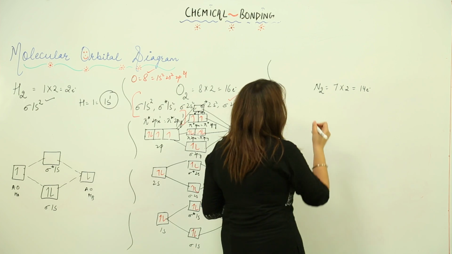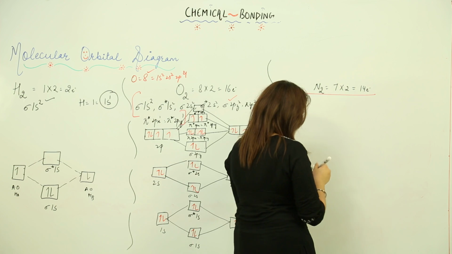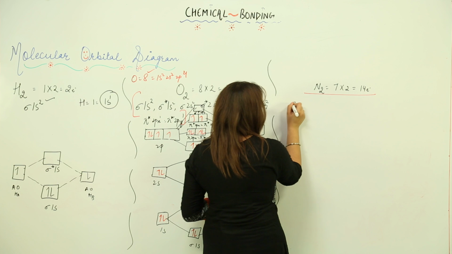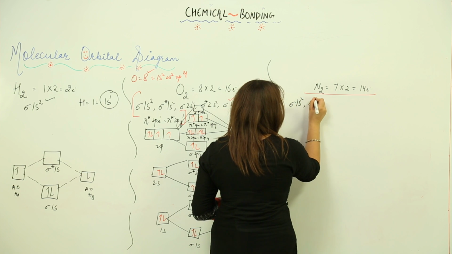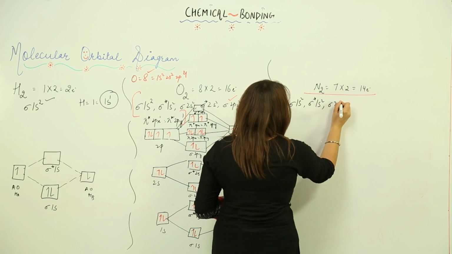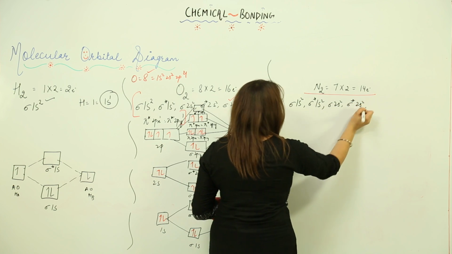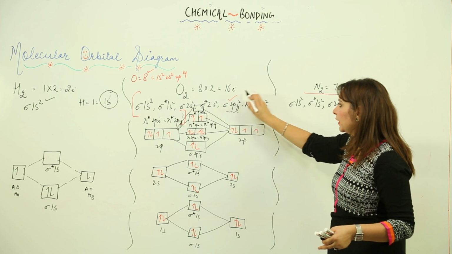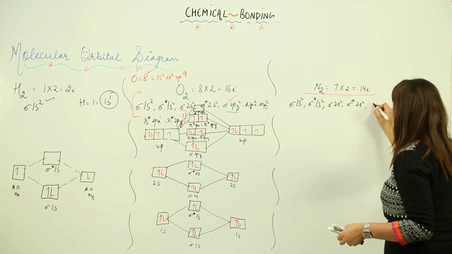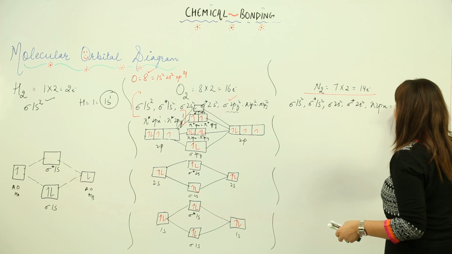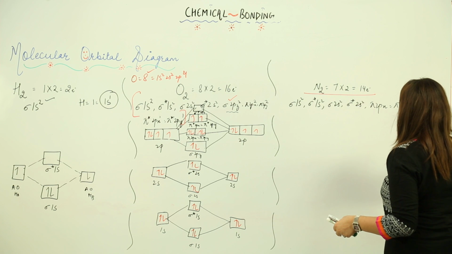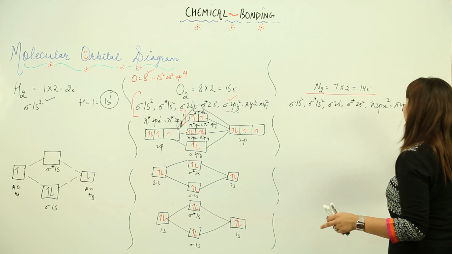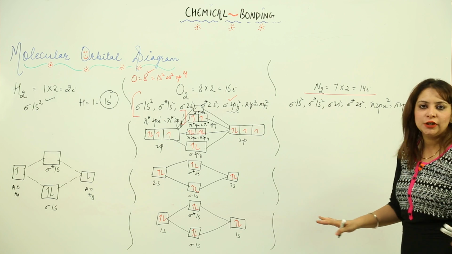Now let's draw a molecular orbital diagram for nitrogen. So you know that first we need to write the electronic configuration. Sigma 1s2, sigma star 1s2, sigma 2s2, sigma star 2s2. Now here the order just gets changed. We know that 2pz will come after pi 2px and pi 2py. So it is pi 2px, pi 2py, sigma 2pz. So let's fill: 2, 4, 6, 8, 9, 10, 11, 12, 13, 14. That's it. No electron in the anti-bonding orbitals.